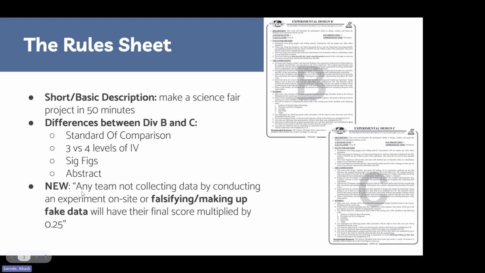So let me read it. Any team not collecting data by conducting an experiment on site or falsifying/making up fake data. So they added the part that I bolded here will have their score multiplied by 0.25. So basically, if you falsify data on your experiment, you're definitely not going to medal and your placing is going to go a lot down. So that's something you definitely want to avoid doing.